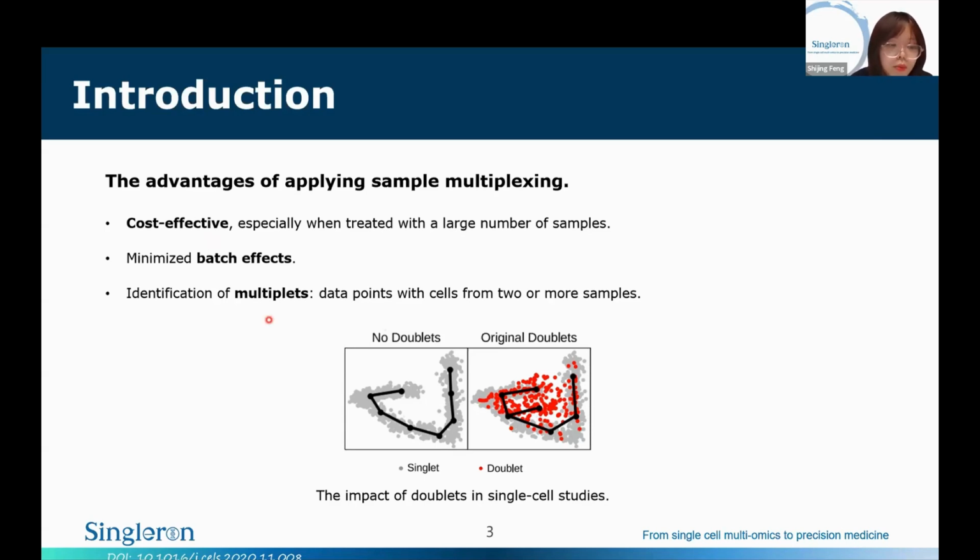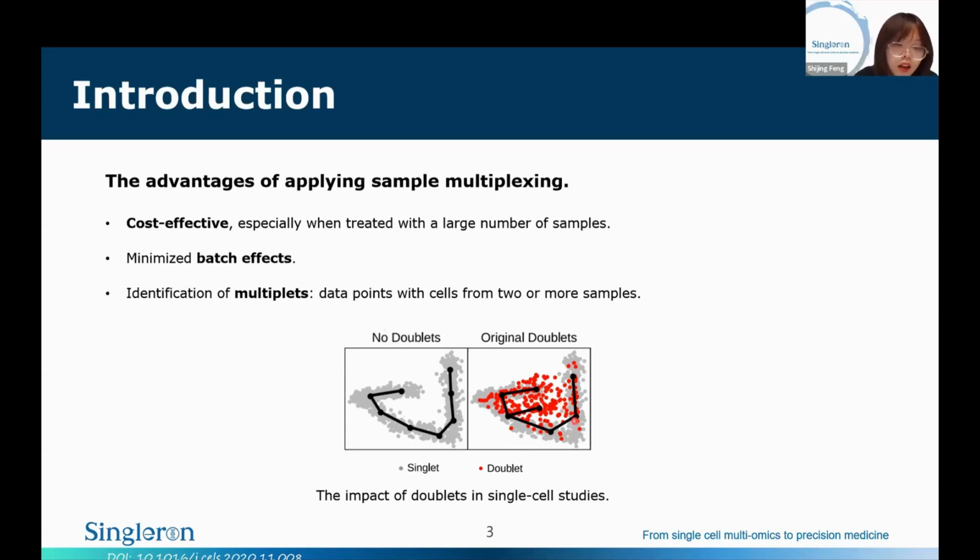And besides, sample multiplexing helps to identify multiplets. So doublets or multiplets are those artificial signals generated from two or more cells during the experiment. This is a very common phenomenon in single cell studies, and it will cause confusion, especially for the study of cell differentiation. Here I showed a figure of the effect of doublets when building a cell trajectory.